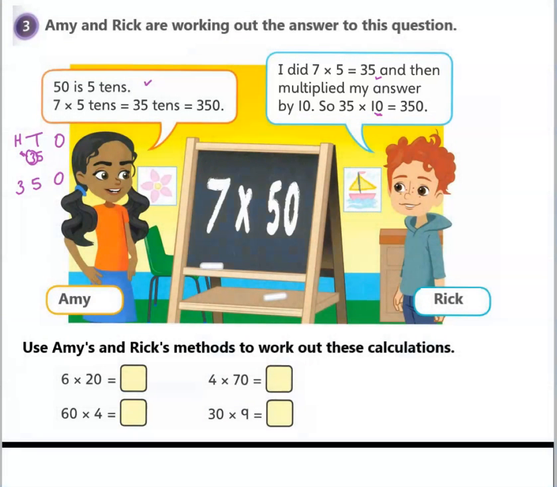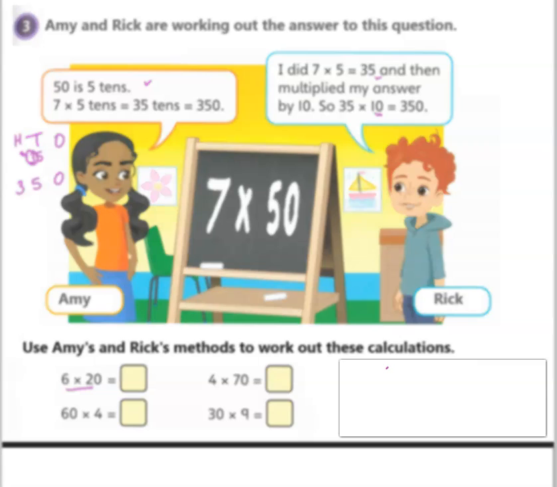I want you to use Amy and Rick's method to work out these calculations below. Pause the video and then come back to see how well you did. Okay, I'm looking at this one first, and I'm going to use Amy's method. 6 times 20. Well, 20 is 2 tens. So 6 times 20 is 6 times 2 tens.